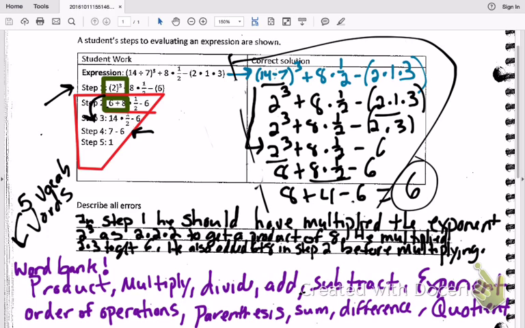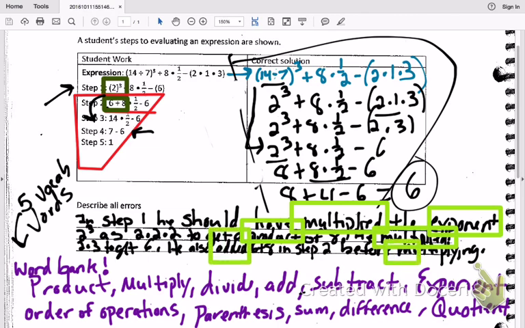In step 1, he should have multiplied. Multiplied, same thing as multiplied on the bottom. The exponent. That's 2. 2 cubed as 2 times 2 to get a product. Product is another one of 8. Okay? He multiplied 2 times 3. Good. To get 6. He also added 6 plus 8 in step 2 before multiplying. Okay? So if you look at that, I have 3, 4, 5, I have 6 total words. I could have done a little bit better. I have 6. Next time, I want to do slightly better.